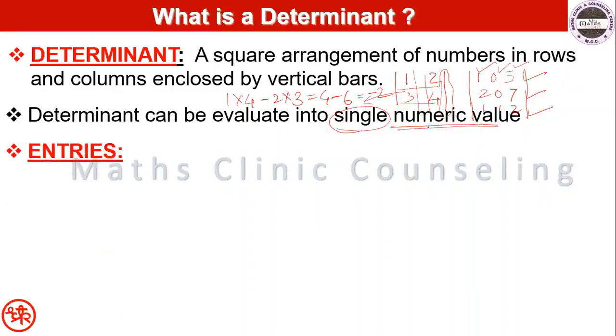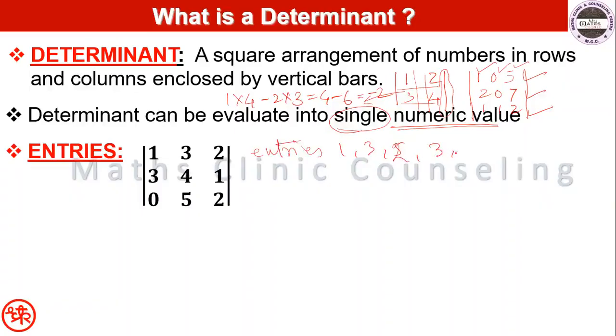So now, entries. What were entries? Look at here. This is the determinant. All the numbers enclosed inside the vertical bars are called the entries. The entries are 1, 3, 5, 1, 3, 2, 3, 4, 1, 0, 5, and 2. Is that clear? These are called entries. Now what are columns?